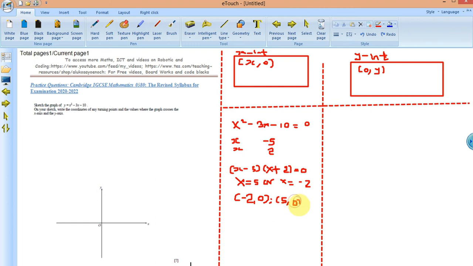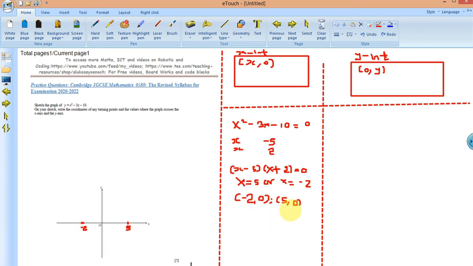So let's go ahead and locate those two points first. Minus 2 will be here. So I have minus 2 comma 0. That's a boundary point on the x-axis. All this looks like 2, okay. And let's have a 5 here. So this is 5 comma 0. That's a boundary point here on the x-axis too. 5 comma 0. So just label.